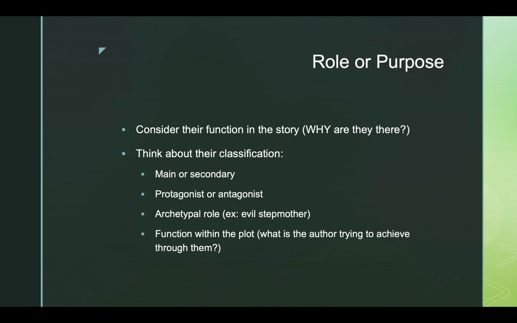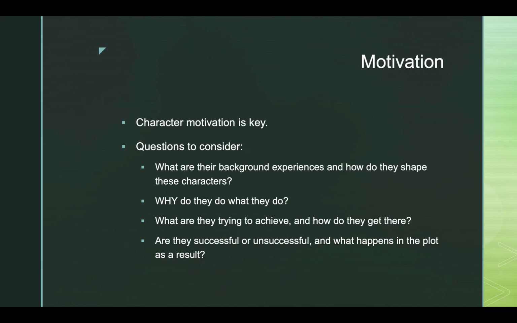You also want to think about their function within the plot. So what is the author trying to achieve through them? So, for example, with a character like Hermione in Harry Potter, J.K. Rowling is trying to not only further the plot, where Hermione's intellect and skills need to come into use to help defeat Voldemort, but she's also trying to show an aspect of a character who is socially awkward and who is a little more logical, a little less emotional, being balanced against a character like Ron, who is more emotional than he is logical. So there's always something that the author is trying to achieve with these characters.